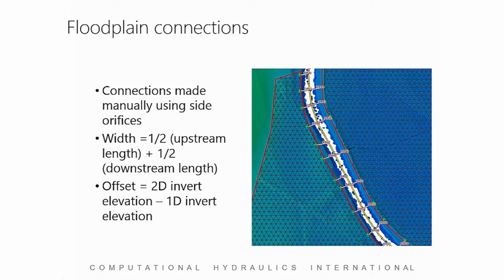What we did is we used orifices where the width was equal to half of the upstream length plus half of the downstream length, and the offset was the 2D invert elevation minus the 1D invert elevation. And that strategy seemed to work really well.